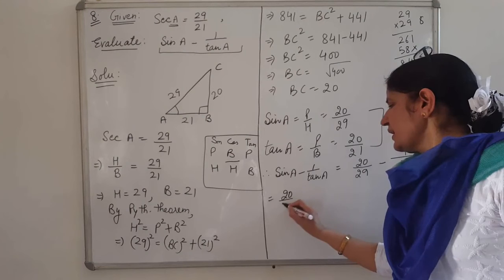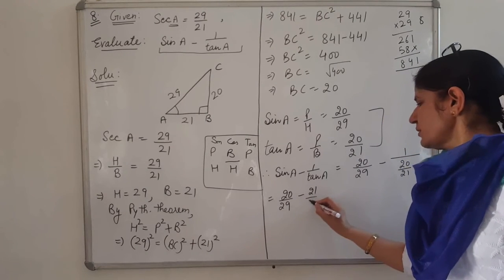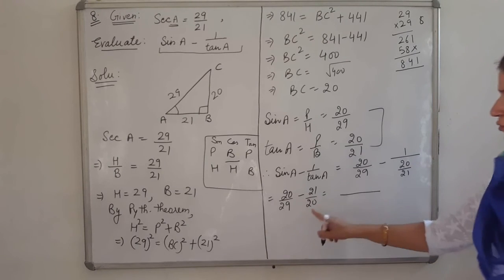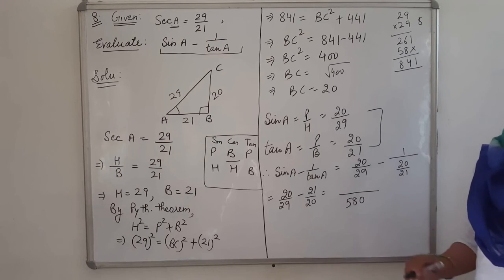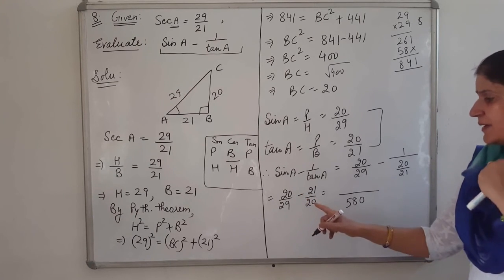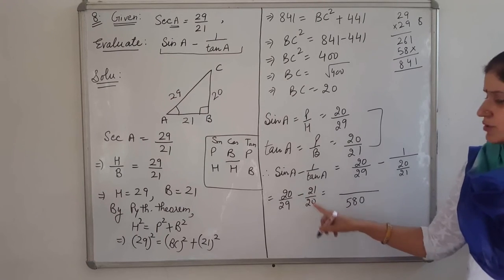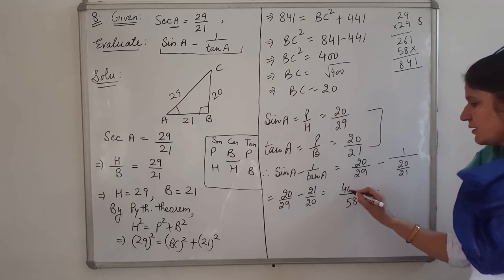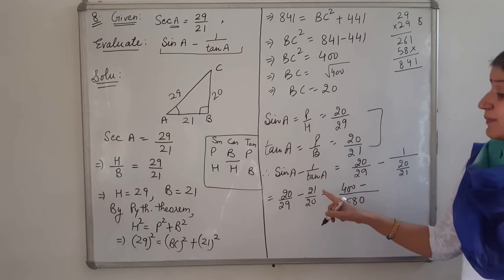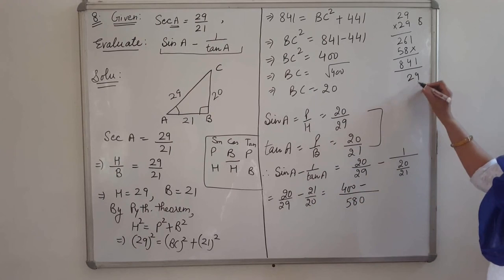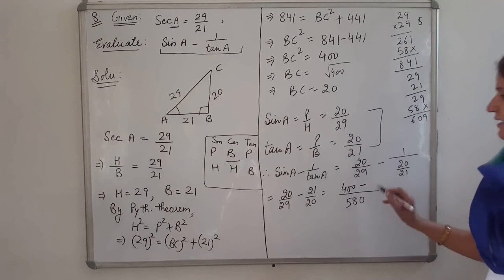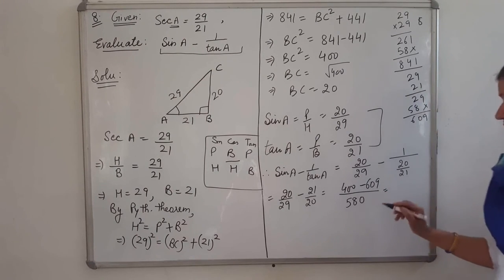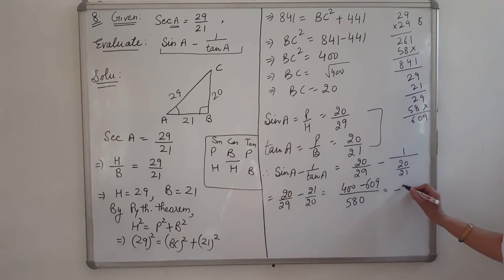So 20 upon 29 minus 21 upon 20. Now we have to take the LCM. They are not divisible by the same number, so the LCM will be 580, because the LCM is the product of these two terms. So 20 multiplied by 20 is 400, minus 29 multiplied by 21, which is 609. You have to subtract, because this is a minus term, so the answer will be minus 209 upon 580.